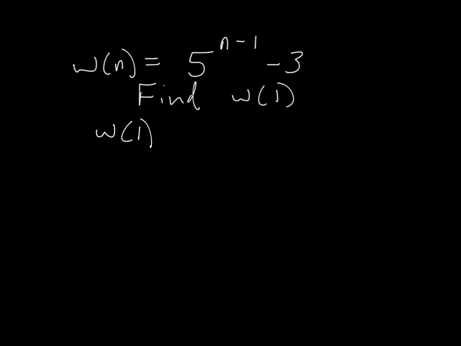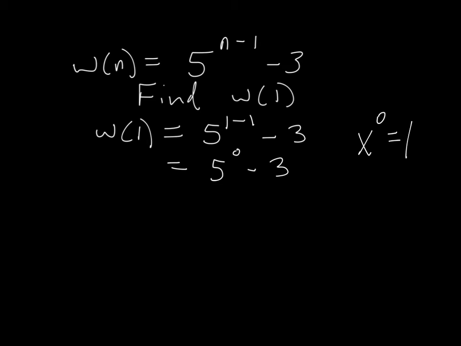W of 1 equals, and then we just do it, 5 to the 1 minus 1 minus 3, which equals 5 to the 0 minus 3. And then I picked this one specifically. I wanted to remind you as soon as possible that anything to the power of 0 always equals 1. So we'll just write that over to the side here. Anything to the power of 0 always equals 1. Doesn't matter what it is.